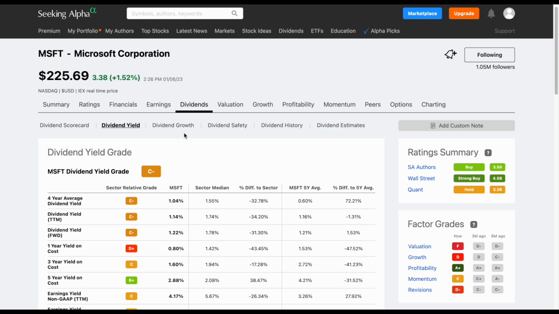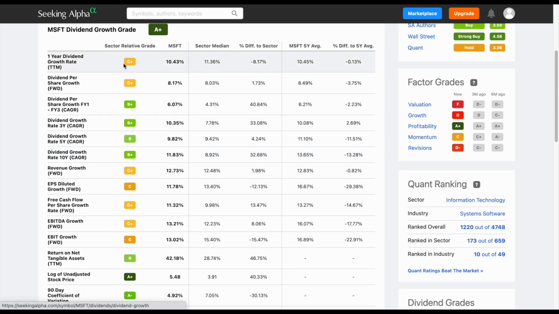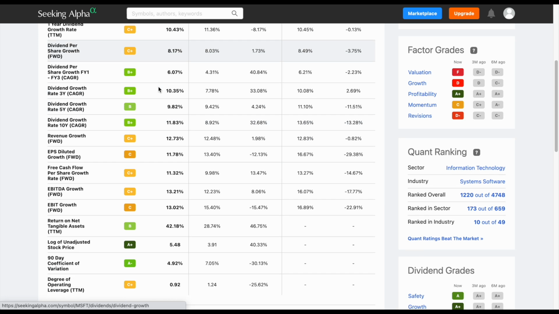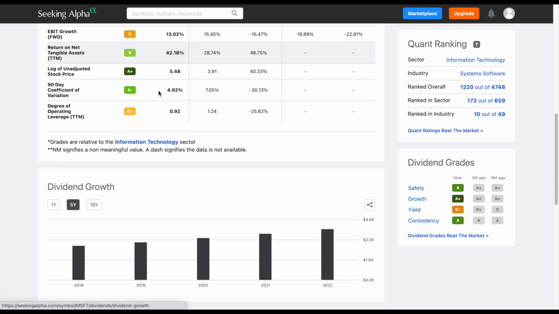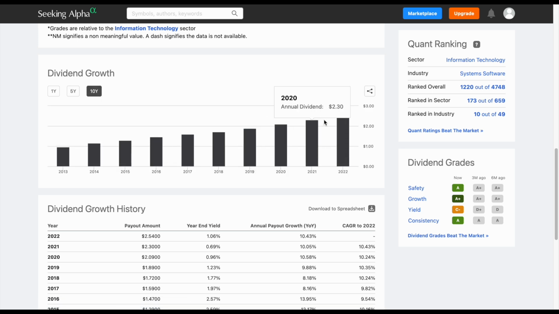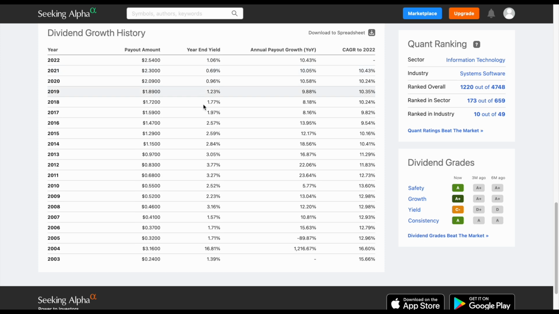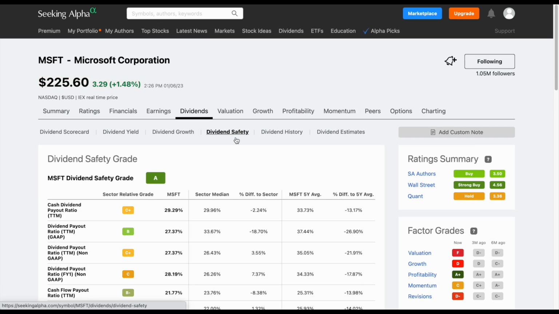Now, I'm a dividend growth investor, so I always look at things like the dividend growth tab. So if we scroll down right here, we can see their 1-year dividend growth rate. We can see their dividend per share growth. Again, lots of other really important metrics that, if you are a value dividend investor like me, you're going to want to look at. And we can scroll down here and look at our charts and see how that dividend has grown over time. And we can also see our dividend growth history. So a lot of really important metrics and data right here. Now, we also have our dividend safety.